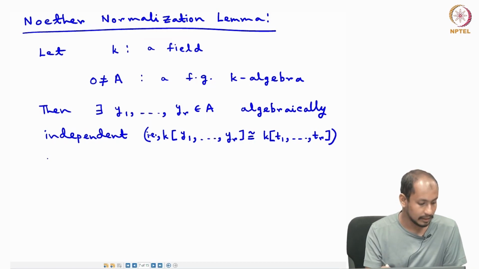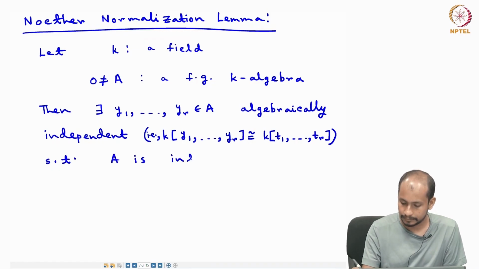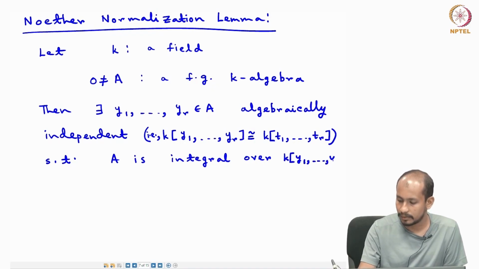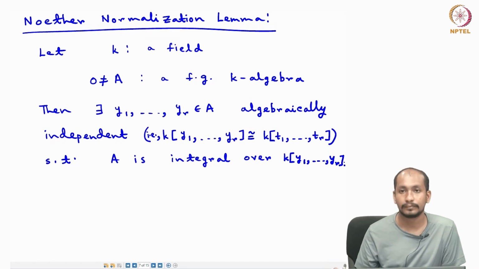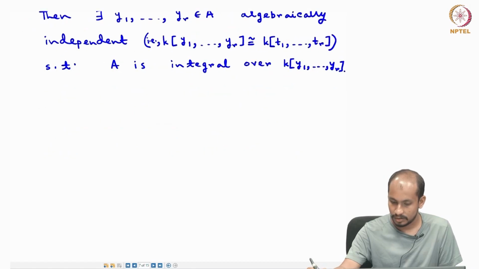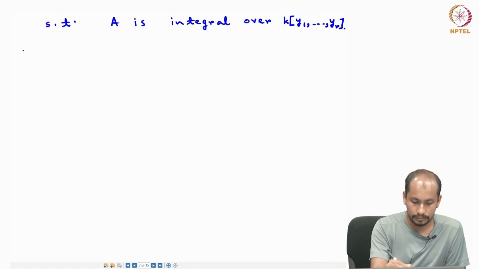Algebraically independent such that A is integral over this algebra K[y1 up to yr]. So, this is the Noether Normalization Lemma. Now, proof.